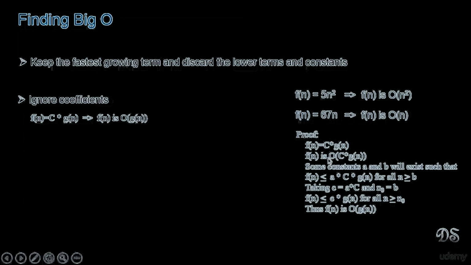Here is the proof of this rule. Now, in the example that we saw in the previous slide, we have function f equal to 3n square plus 4n plus 15. Now, according to the first rule, we ignore these two terms. So, we are left with this term. In this term also, we can ignore this coefficient 3 and we can say that f(n) is order of n square.